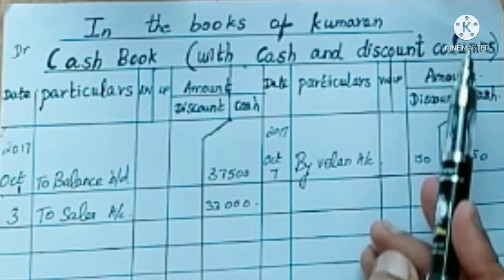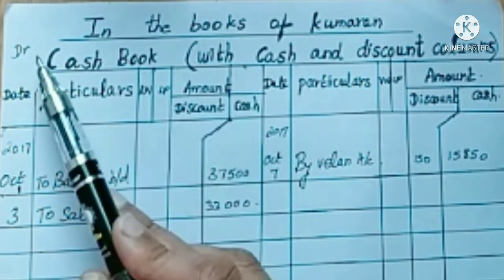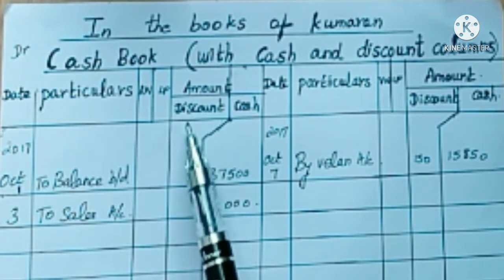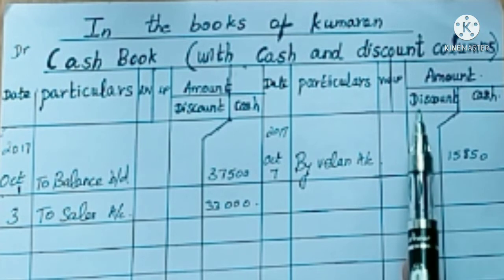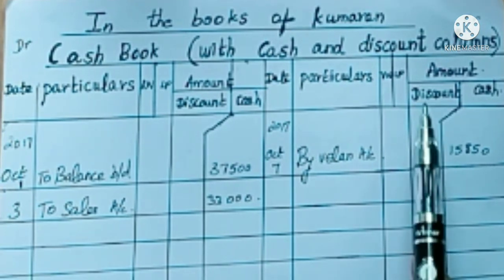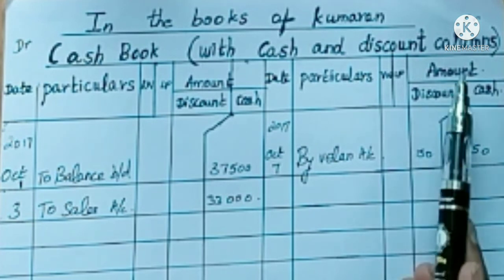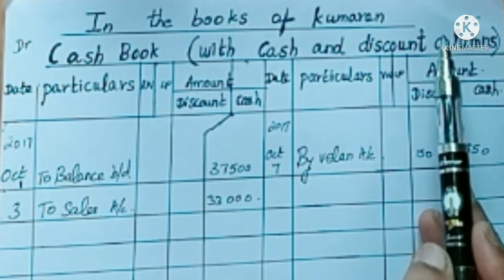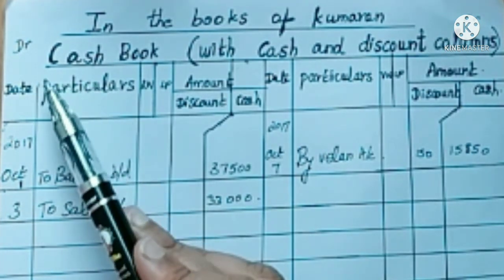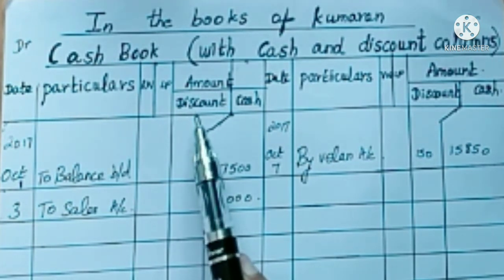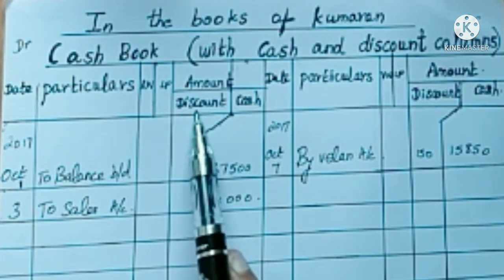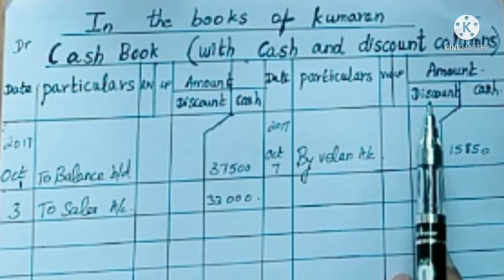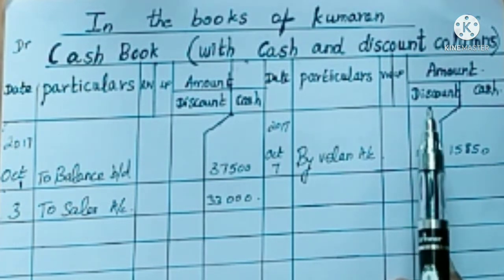Here, the credit side has got discount column and the debit side has got discount column. In the debit side, it is discount allowed. In the credit side, it is discount received. Because we know that discount received is an income, so we are going to credit it. Because as per the nominal account rule, we have to credit all incomes and gains and debit all expenses and losses. That's why the discount on the debit side of cash book is called discount allowed, and the discount on the credit side of cash book is called discount received.